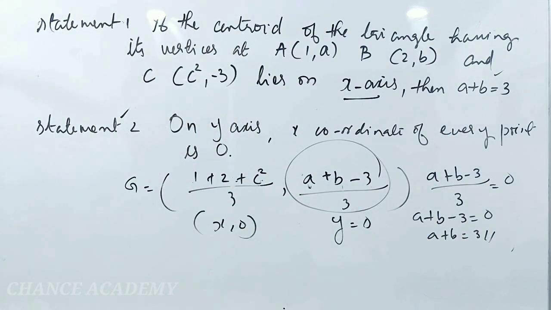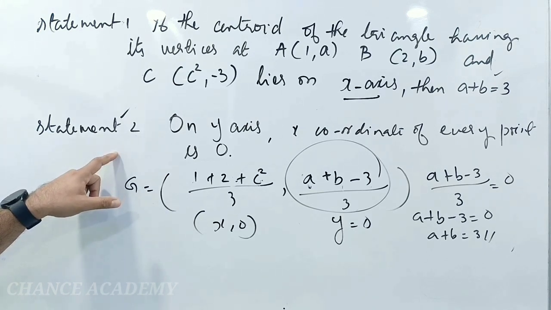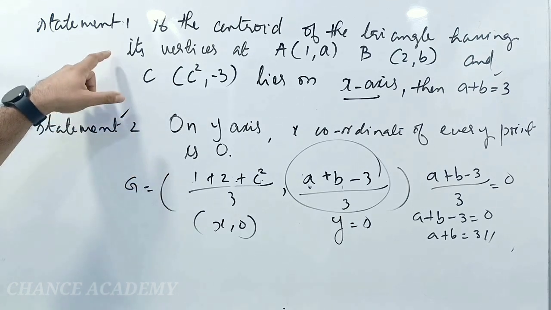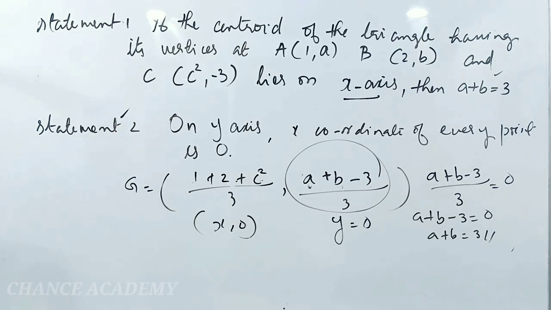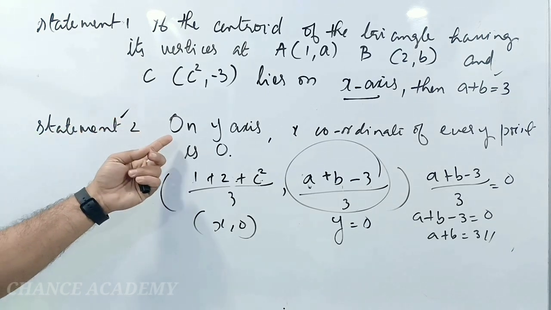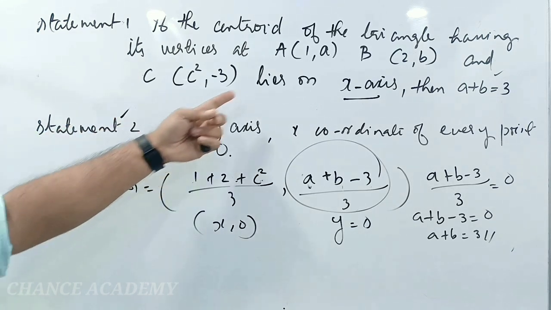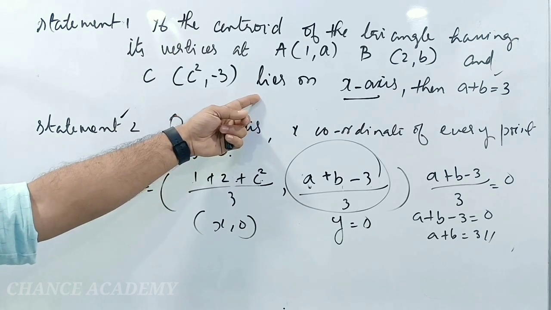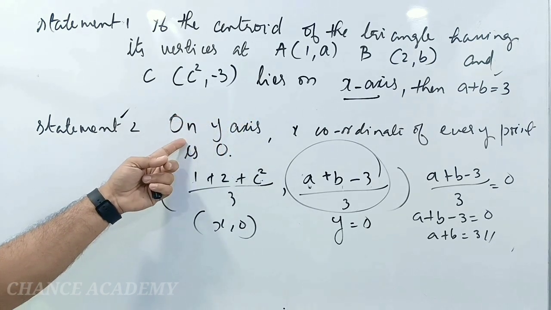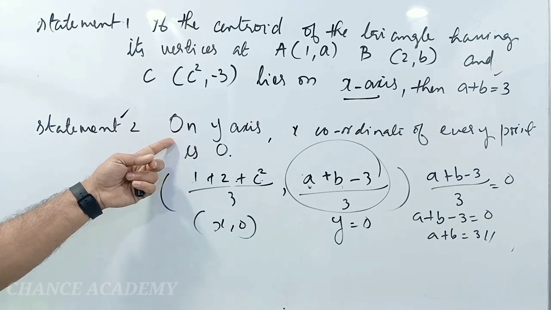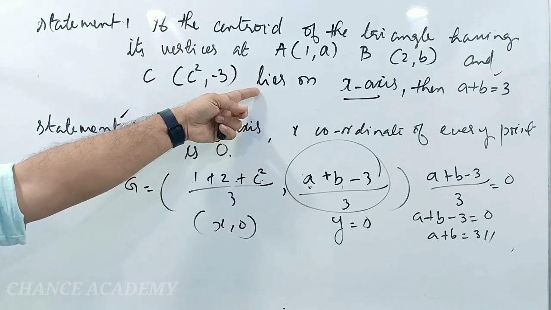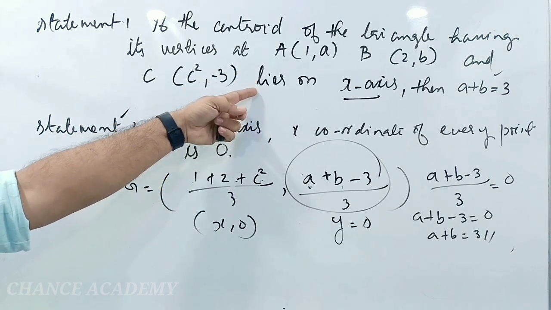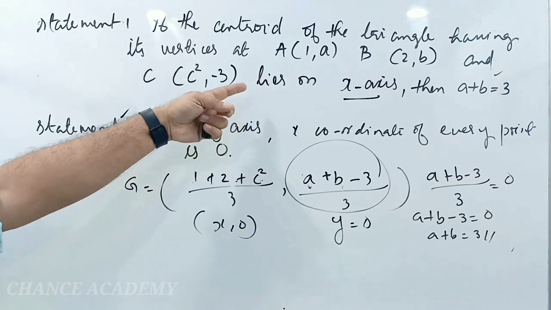Now look into these statements. We found that the second statement, the reason, was true, but the reason is not the correct explanation for the assertion. They have given the reason on the y-axis, but our centroid is lying on the x-axis. So this has some connection with the y-axis, but here it's lying on the x-axis. They haven't given anything related to coordinates on the x-axis.